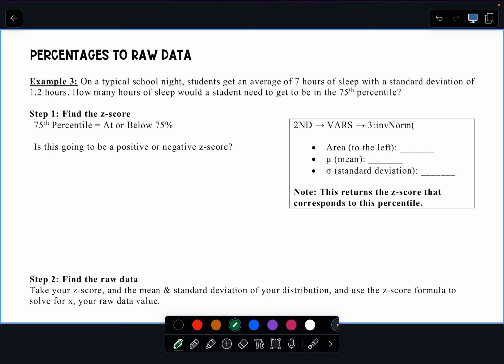So the first thing is the calculator function is going to change. Second VARS, inverse norm. And so what this function is going to do is it's going to take area and percentages, and it's going to change it to values and z-scores.